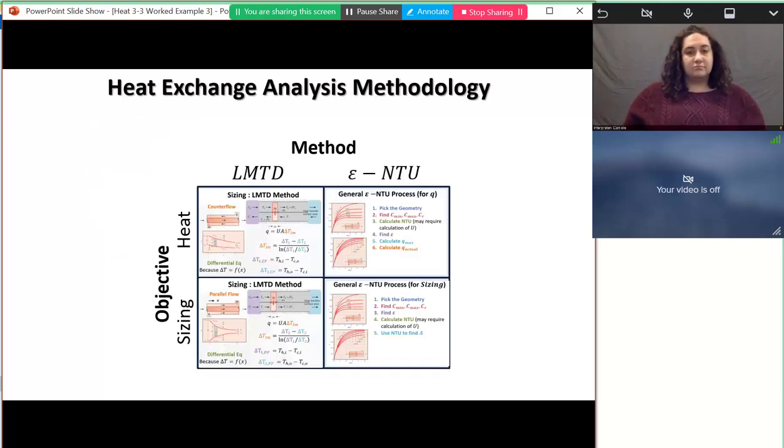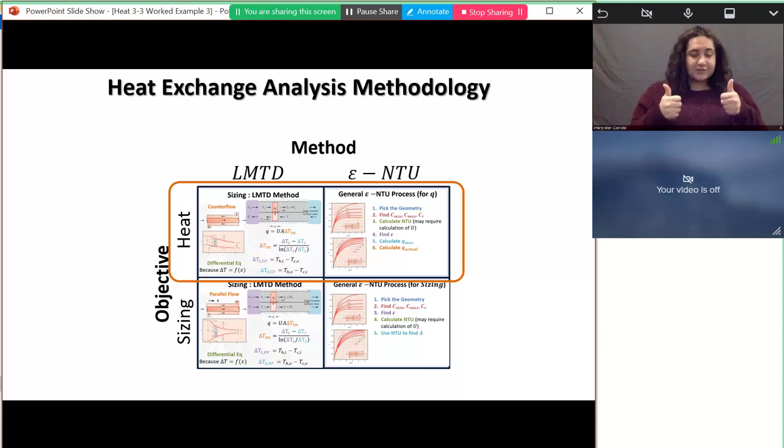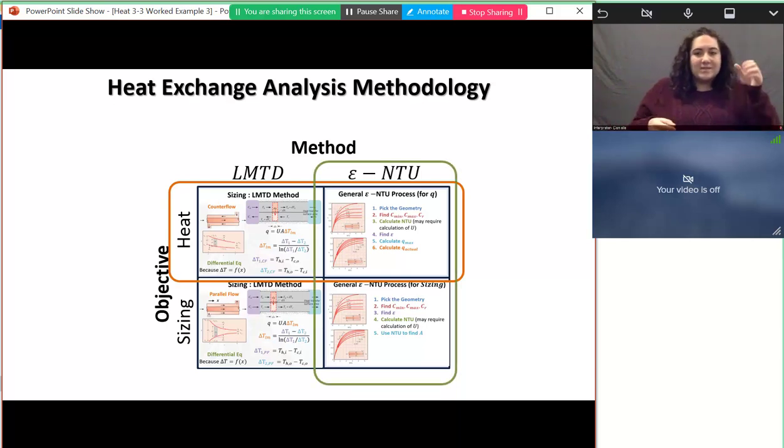So again, we want to go back to this 2x2 matrix. So our objective in this case is to find the amount of heat transfer. Because we didn't know the outlet temperatures on either side, there's no way for us to quickly find how much heat is being transferred, because we don't know what's going on the hot side or the cold side. And because I don't know any of the outlet temperatures, or delta T on either side, I have to use the effectiveness-NTU method. But I would choose to use it in this case anyway, because we're not just dealing with a counterflow or parallel flow heat exchanger.